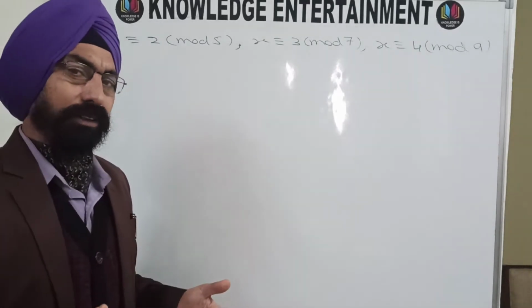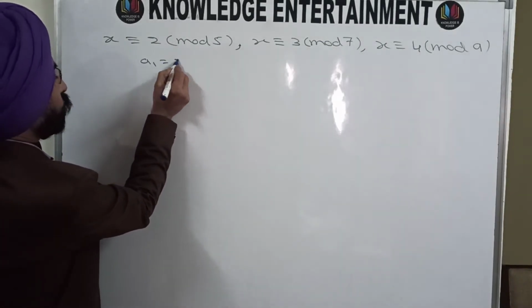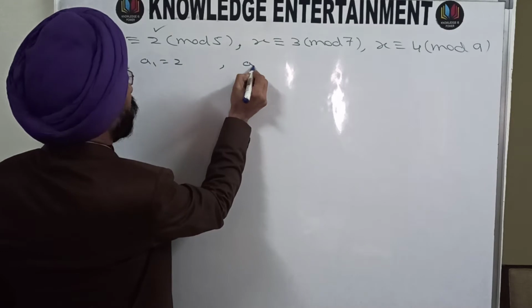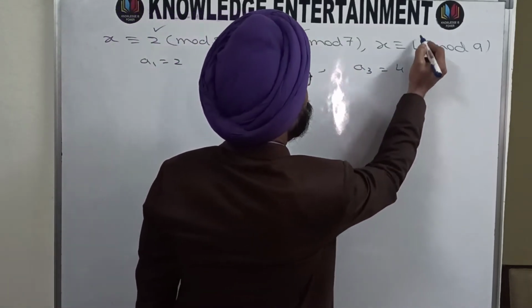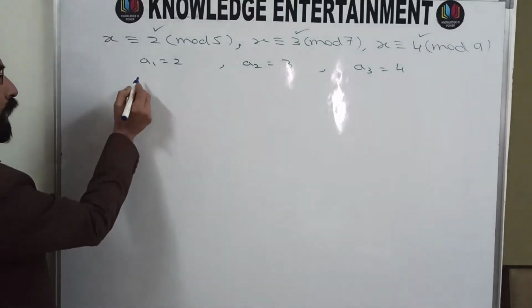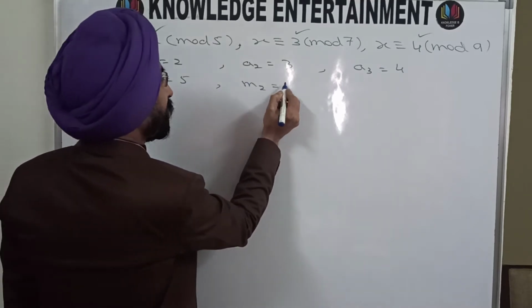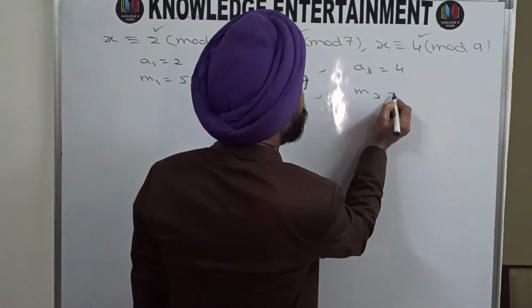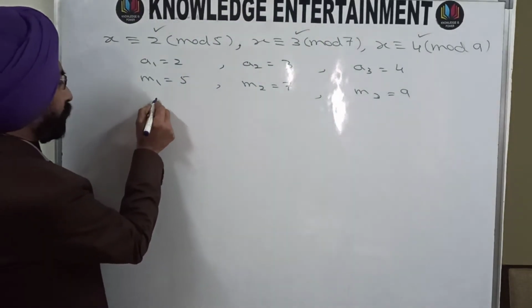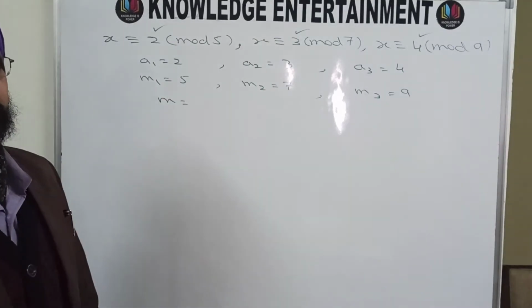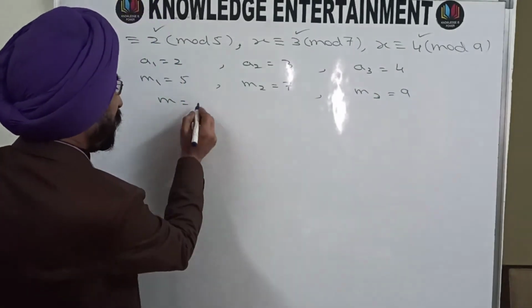So if we use the Chinese remainder theorem, then what is a1 here? a1 is 2. Your a2 is 3, your a3 is 4, and what is your m1? It is 5, m2 is 7, and m3 is 9. So first of all, we will find m, that is the product of all these three, m1 into m2 into m3. So 5 into 7 into 9, it is 315.